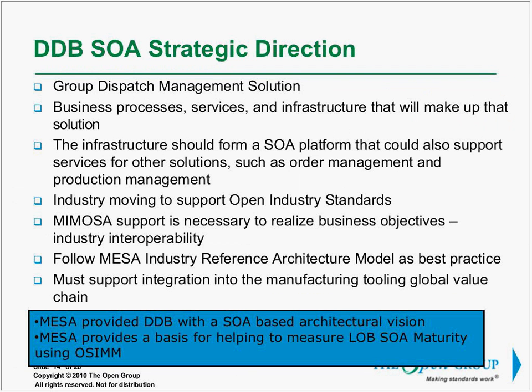The strategic direction is that we really need to focus on this group dispatch management solution, and the business process, services, and infrastructure that will make up that solution. We have to form a solution platform, a services platform, that can also support other solutions such as order management and production management as the industry moves to these open standards. So they're going to embrace MESA. They're going to actually use the IBM Capgemini reference architecture.